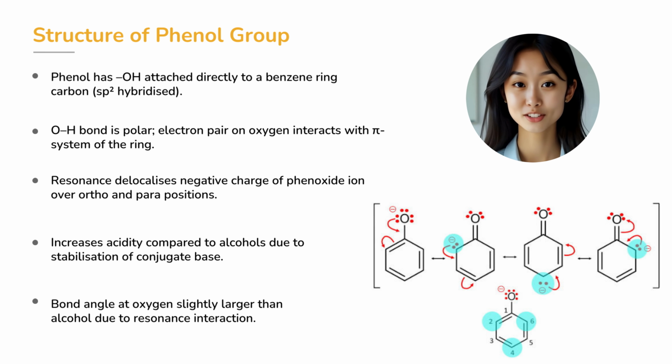If you follow the resonance structures on screen, you'll notice how the negative charge shifts around the ring, making the conjugate base much more stable. This is why phenols are stronger acids than alcohols. Also, the bond angle at oxygen tends to be slightly larger than in alcohols because resonance alters the electron distribution. This structural feature explains why phenol behaves differently in reactions like electrophilic substitution compared to ethanol.